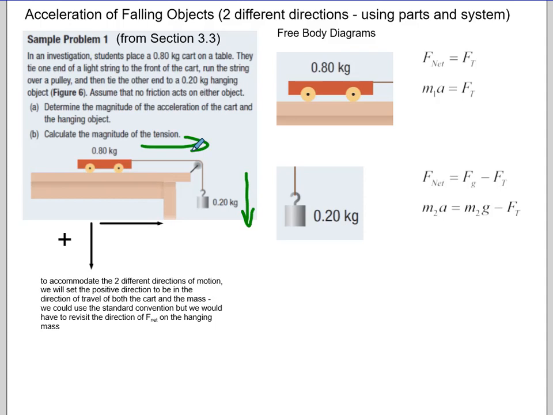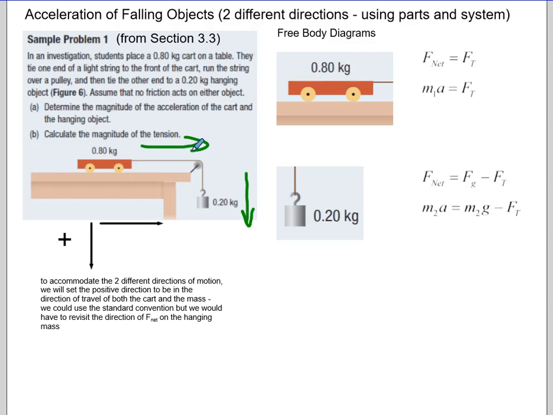Those are the only options. If we changed it and the cart went to the left, then the mass would have to go up. What we can't have is the cart going to the right while the mass goes up, because that would be some sort of magic. We can't have the cart go to the left and the mass go down, because that would mean the string broke or something along that line.